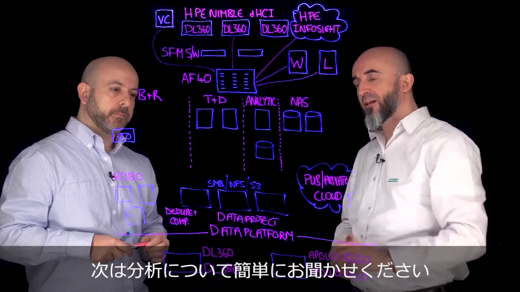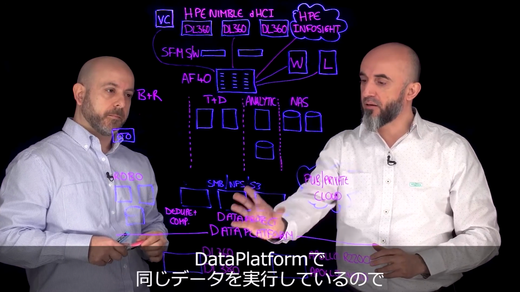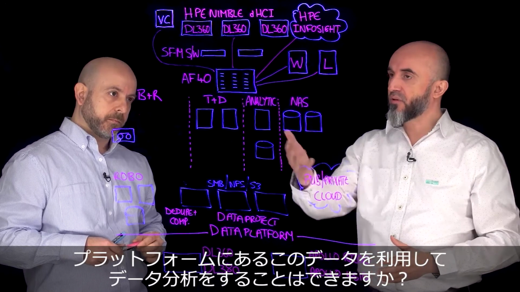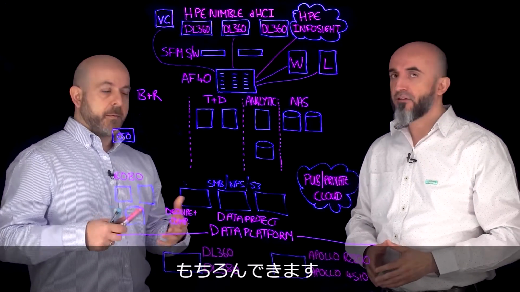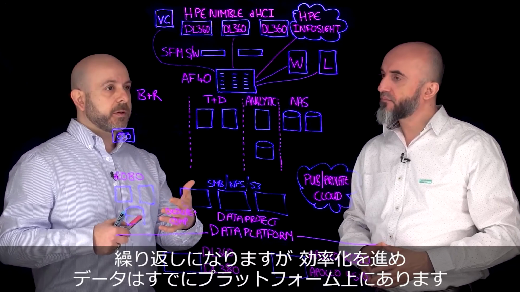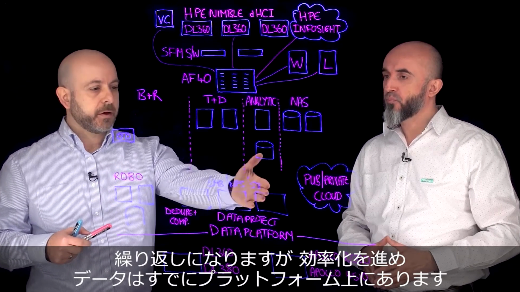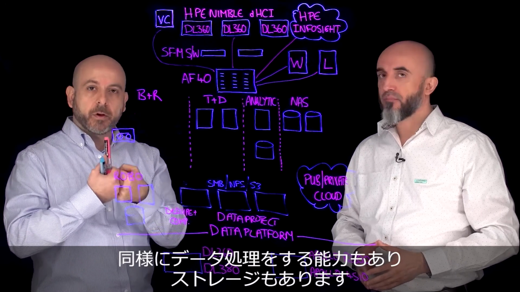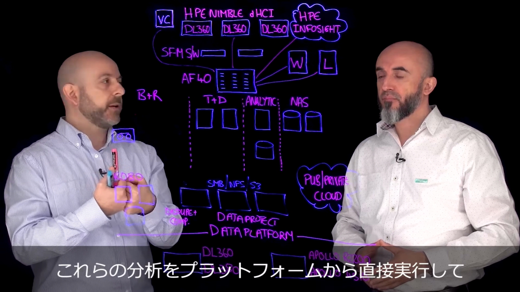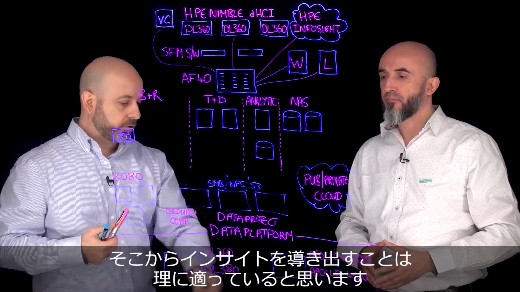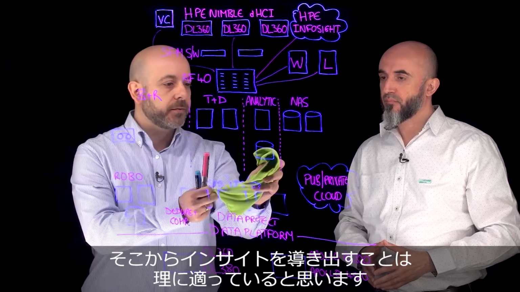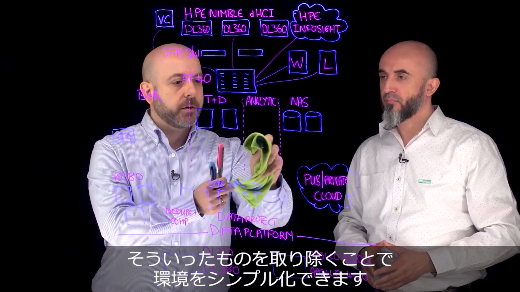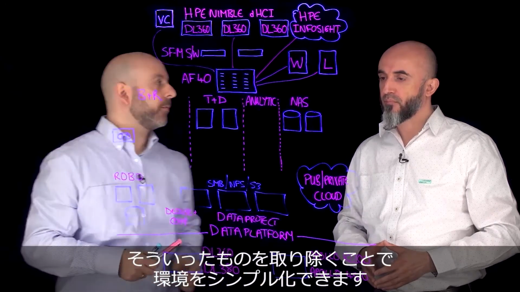A little bit about analytics. So since you are running that same data in the data platform, can I take advantage of that data that's sitting in the platform to see maybe I can run some analytics against it? Yeah, absolutely. So again, driving efficiencies. We have got the data essentially already on the platform. Yep. We have got compute and we have storage as well. Doesn't it make sense that we actually run those analytics straight on the platform as well and derive insights from there? And so again, we can help simplify the environment by removing that from there as well.